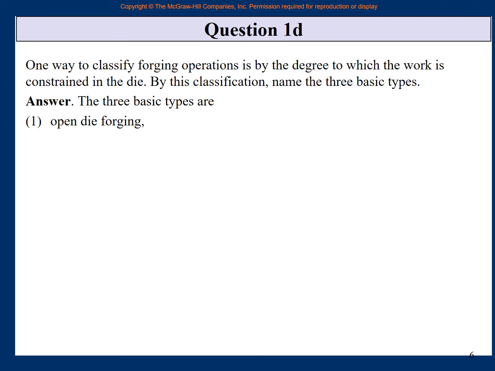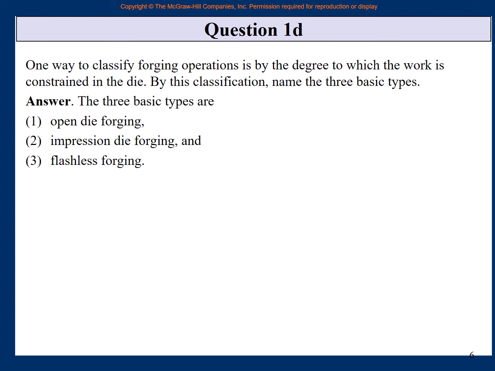Open die forging, you don't constrain it, right? You just press it and it keeps on decreasing in height and increasing in the area. So you are not constraining it, right? So zero constraining, open die forging. Impression die forging, you have a die with a certain shape and you force the material into that. So this is impression die forging.